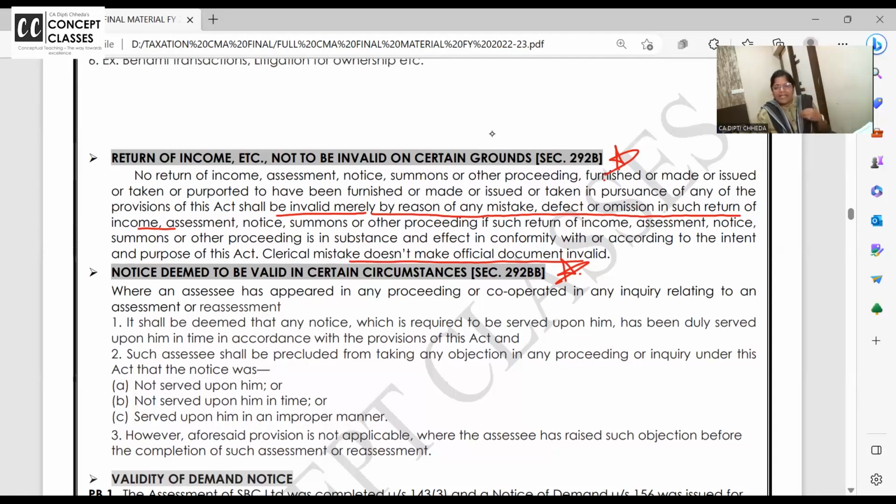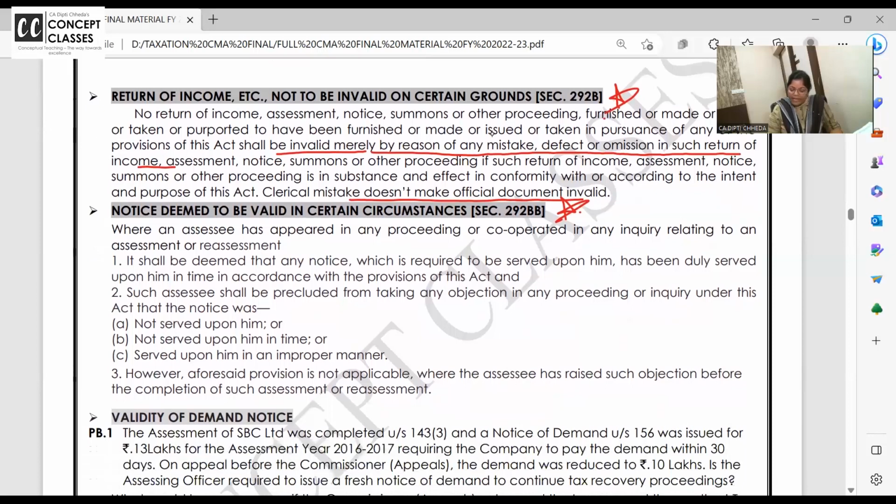So if there is a clerical mistake from the department side, in the notice or in the assessment, you cannot just make it time barred saying this is wrong. If there is a clerical mistake, both sides, as we are given the opportunity to file the return of income, revised return and all, they also have got the opportunity. So you cannot just say that it is invalid merely for that reason. Okay, right. Next is 292BB, notice deemed to be valid. Please mark it important, 2 to 3 times they have asked questions on this.